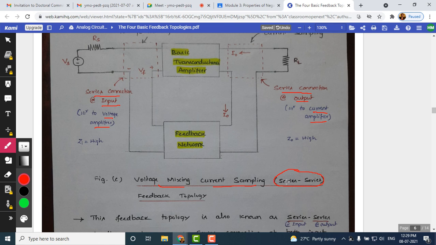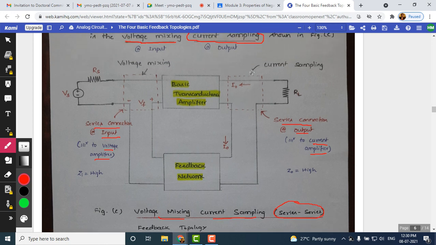I hope these technical words are clear to you. Okay, and look at here, this overall block diagram of the transconductance amplifier. There is a basic transconductance amplifier whose output is going to be the current signal and input is going to be the voltage signal. Since output is a current signal, we are doing here current sampling.